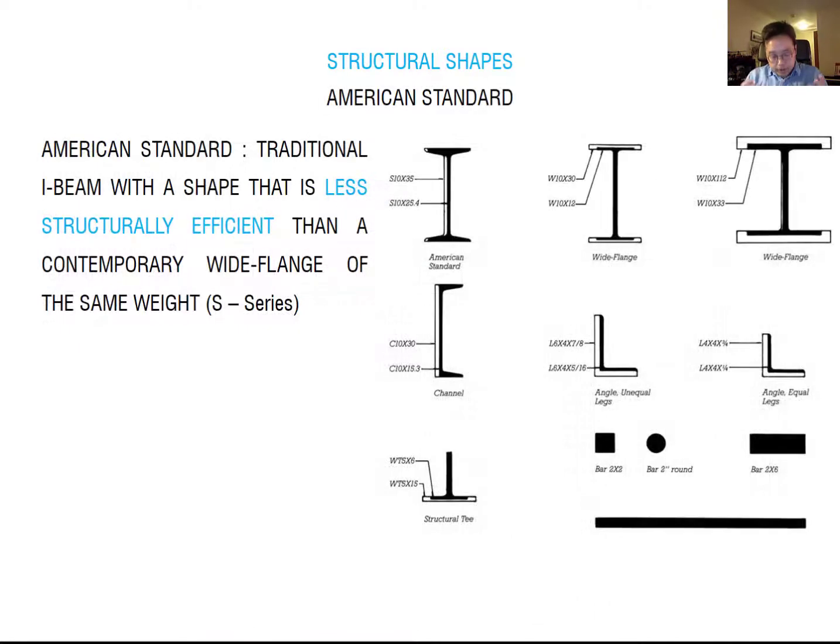Okay. So the next type is the American standard, which is called the I-beam. I-beam is less structurally efficient than a contemporary wide flange, which is the W flange. The I-beam is called S. Okay, S series. So S10 by 25, S10 by 26, whatever. So this always starts from the I. I'm sorry, always starts from the S. Okay. So this is the S series.